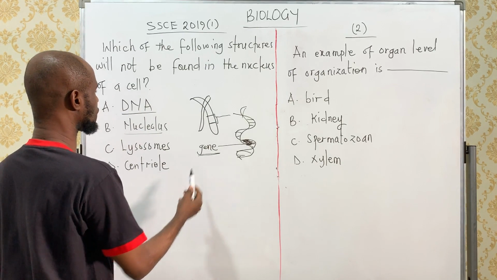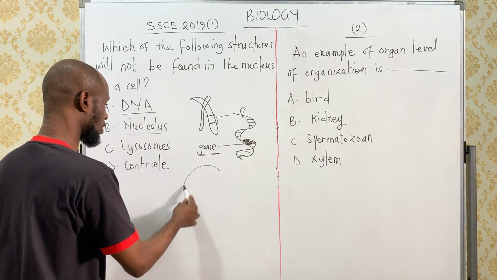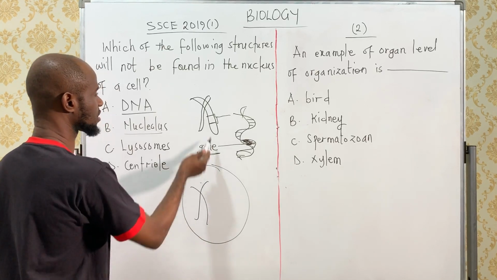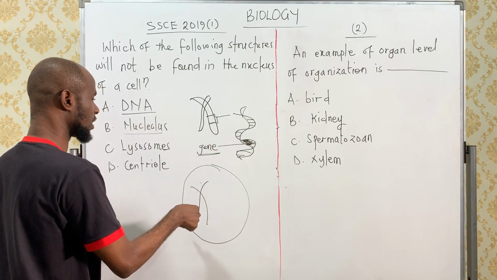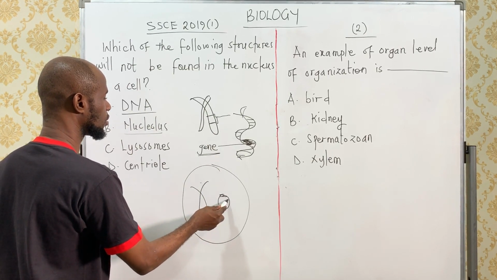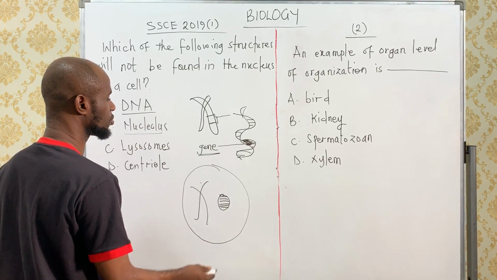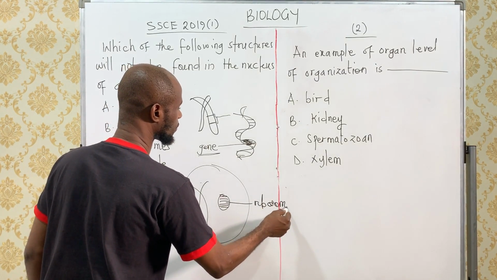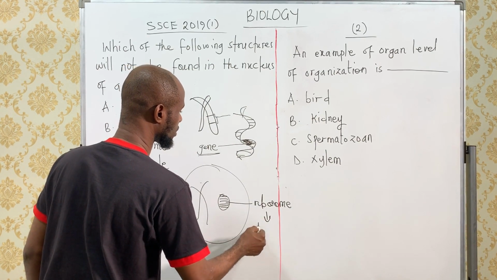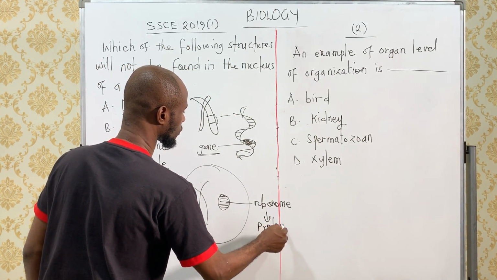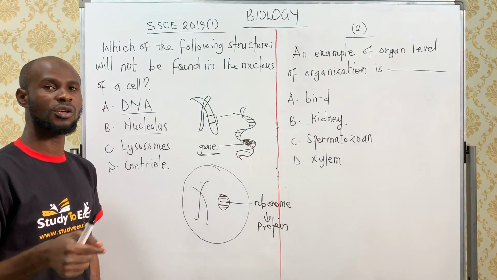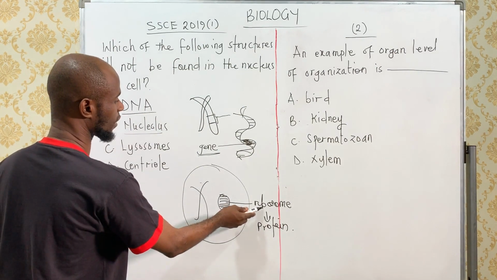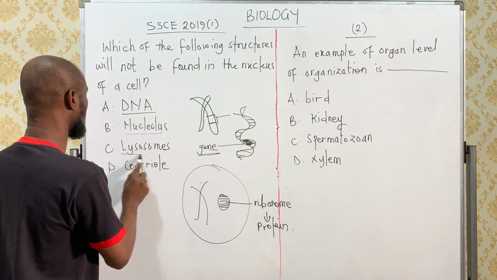So let's look at the nucleolus. The nucleolus is also found inside the nucleus. Let's actually draw the nucleus. We have the chromosome which we have just analyzed. On it we have the DNA, then we have the nucleolus. The nucleolus helps to produce the ribosome, while the ribosome produces protein. So I tell my students to say nucleolus produces ribosome produces protein. What's the function of the ribosome? It produces protein.